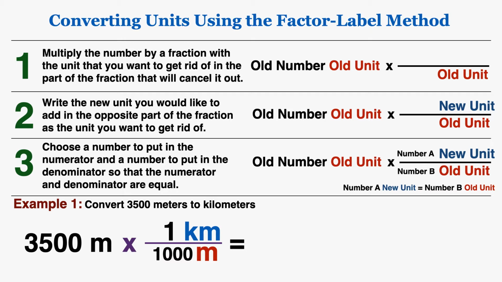Finally, I just have to multiply this out, and when I multiply the number by the fraction, the meters cancel out because one's in the numerator and the other's in the denominator, and I'm left with 3,500 times 1 over 1,000 kilometers, which is equal to 3.5 kilometers. So 3,500 meters is equal to 3.5 kilometers, so I've converted the unit without changing the actual real value of the measurement. And that's how you use the factor label method.